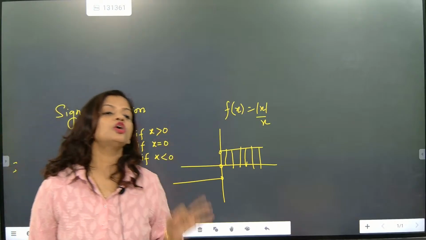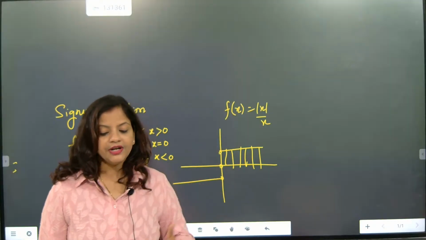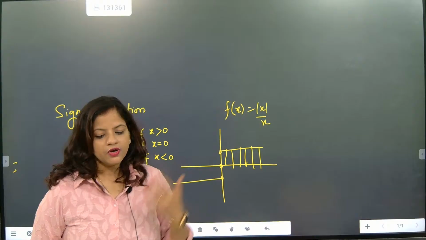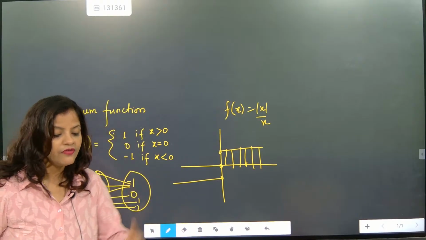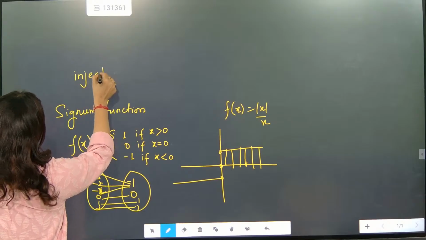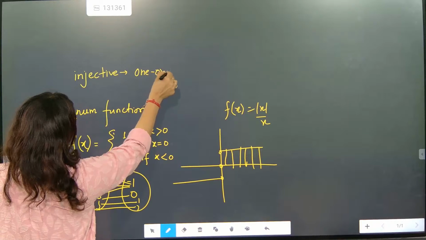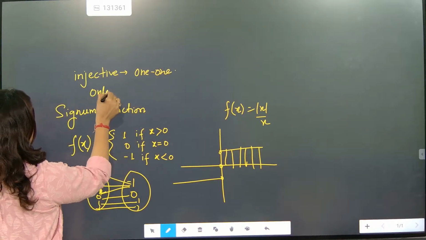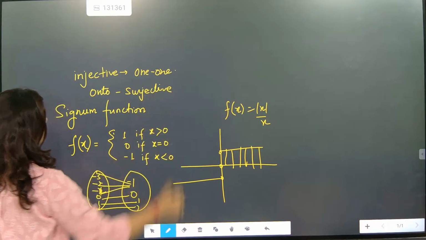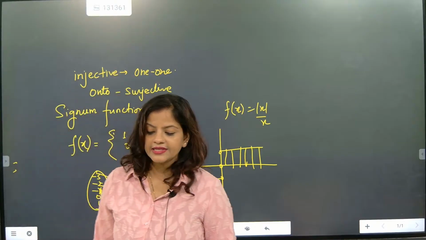Now, is it one-one or onto? It is into. Many-one and into means it is neither surjective nor injective. What is the meaning of injective? Injective is called one-one, and onto is surjective. Onto is considered as surjective.